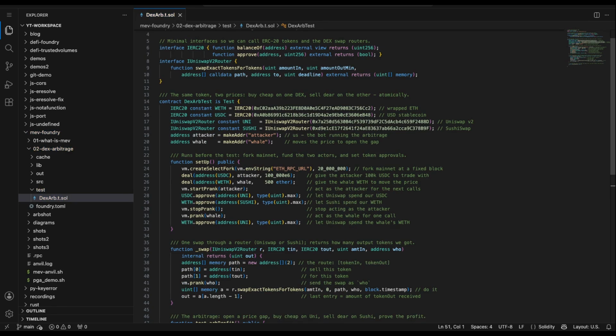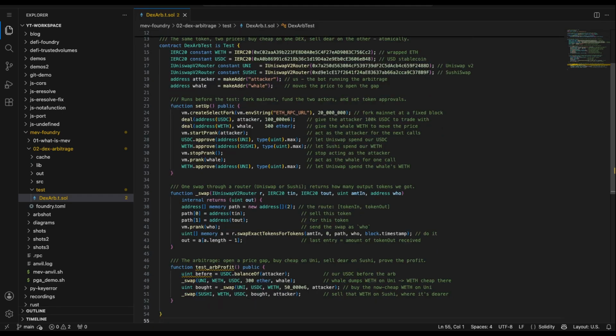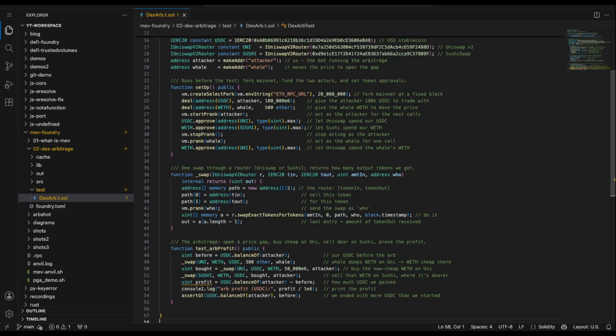Now the arbitrage itself. We record our starting USDC, then the whale dumps 300 WETH onto Uniswap, which floods that pool and makes WETH cheap there. And we pounce: buy that cheap WETH on Uniswap with 50,000 USDC, then immediately sell it on SushiSwap, where it's still priced higher. We measure the profit, print it, and assert that we ended with more USDC than we began. If that isn't true, the whole thing reverts.